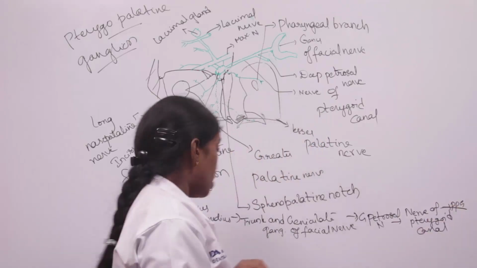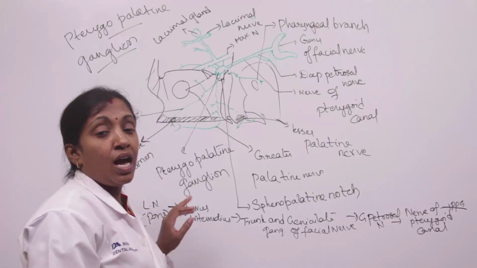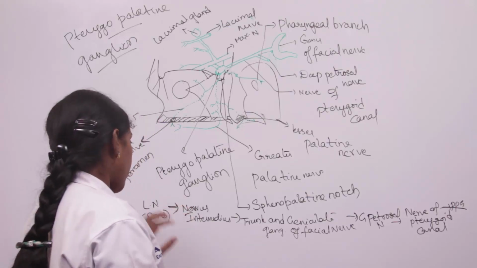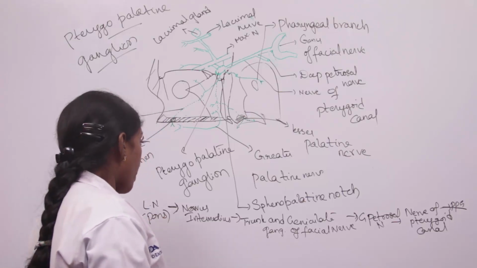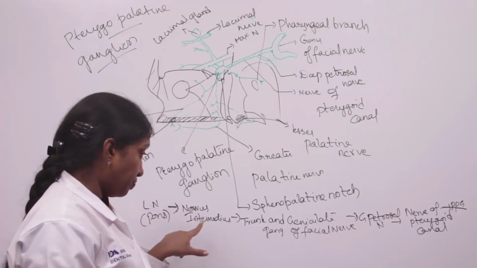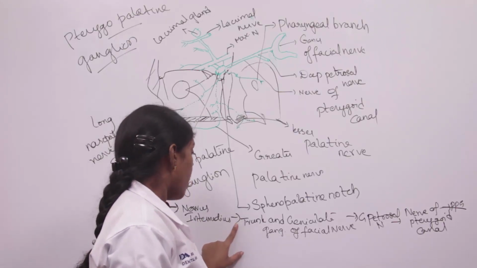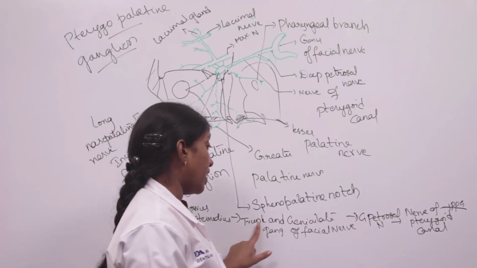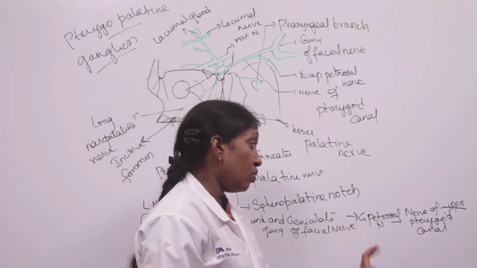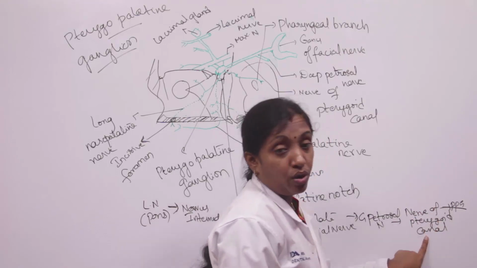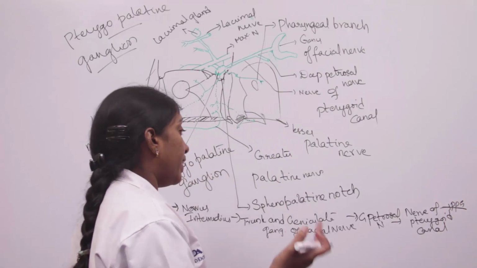So the preganglionic parasympathetic fibers arise from the lacrimatory nucleus present in the lower pons. From there, they pass to the nervus intermedius. From the nervus intermedius, they pass through the trunk and geniculate ganglion of facial nerve, and from there through the greater petrosal nerve, and then through the nerve of pterygoid canal, and finally they relay in the pterygopalatine ganglion.